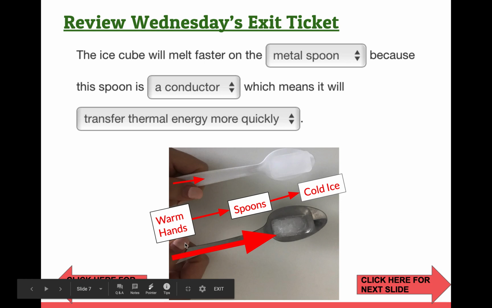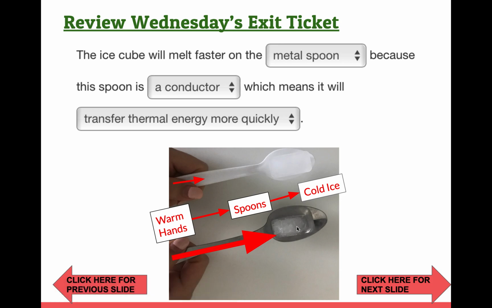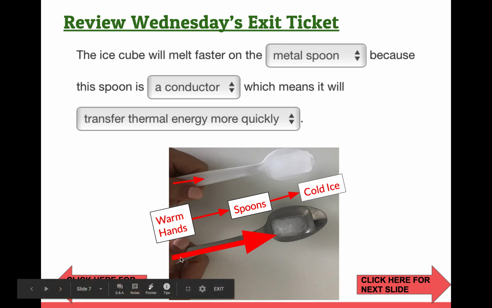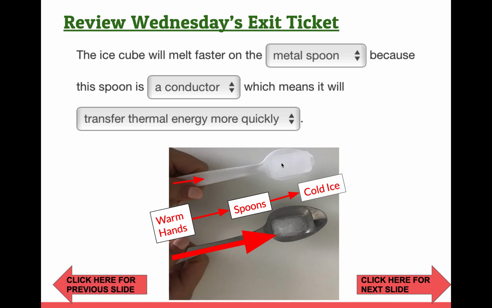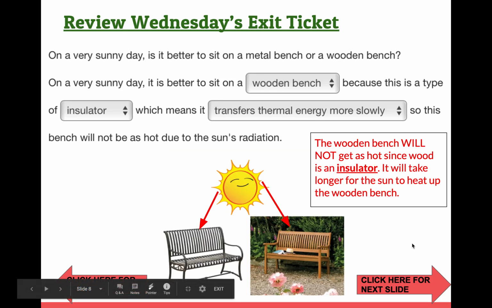So that means that the heat, the thermal energy from your hands, is going to move very quickly down the metal spoon and to the ice cube, since metal is a conductor. However, on the plastic spoon, plastic is an insulator, so thermal energy from your hands is going to move slowly to the ice cube. And then this was another question.